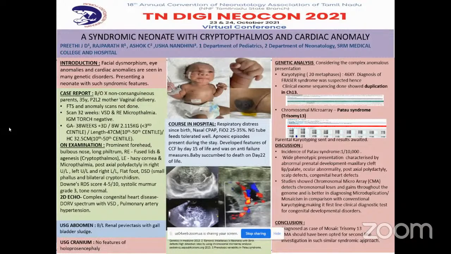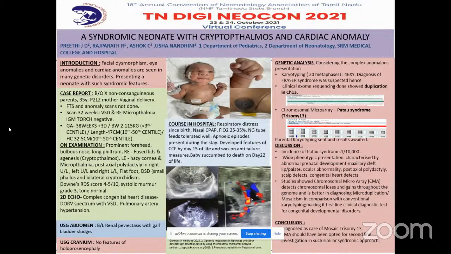I'm Dr. Preeti GD. I'm presenting a poster on a syndromic neonate with cryptophthalmos and cardiac anomaly. My guides were Dr. Rajparat sir, Ashok sir, and Usha Nandini ma'am from the Department of Pediatrics and Neonatology in SRM Medical College and Hospital. So facial dysmorphism, eye anomalies, and cardiac anomalies in combination are seen in many genetic disorders. Here I'm presenting a neonate with such syndromic features.